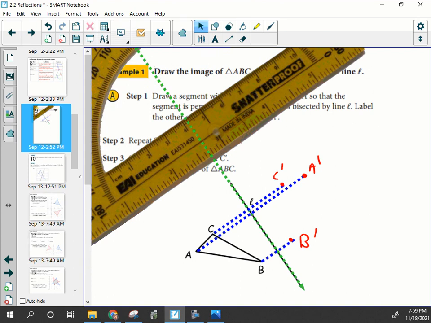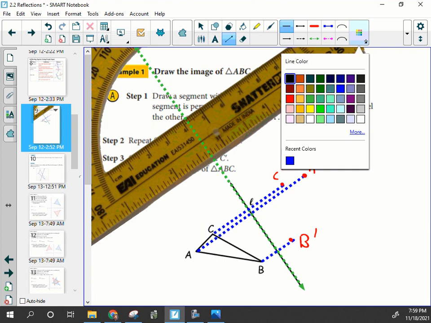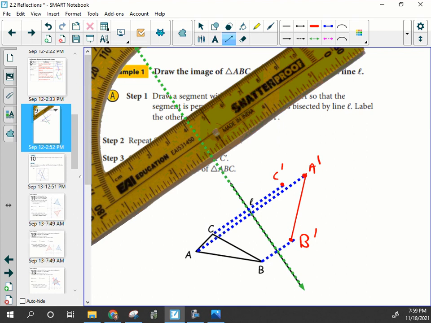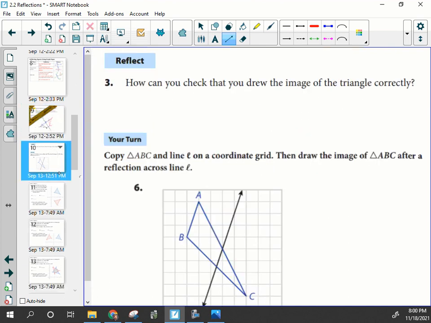Then what you should do is use your ruler to draw straight lines to connect those 3 points. In Notebook, I'm going to use my line tool to do that instead of drawing the straight lines. And there's my reflected image, triangle A prime, B prime, C prime. How can you check that you drew the triangle correctly? Measure that the distances are the same distance away.